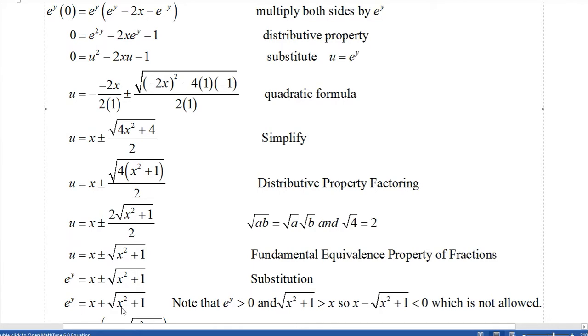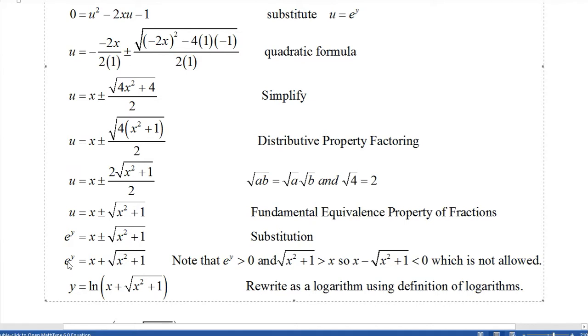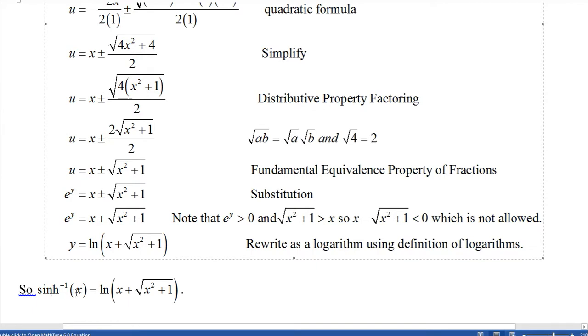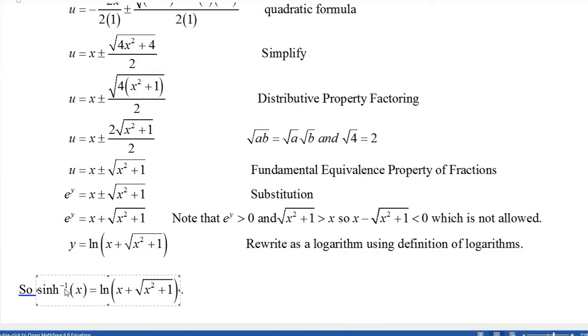Now we can rewrite this in logarithmic form. The base is the base either place, so this is log base e of this part here is equal to the y. So the y is the logarithm, and the word logarithm means exponent. And so we have solved this so that sinh inverse of x is the natural log of x plus the square root of x squared plus 1. Remember that this is not a power, just like it's not a power for inverse sine, for example.